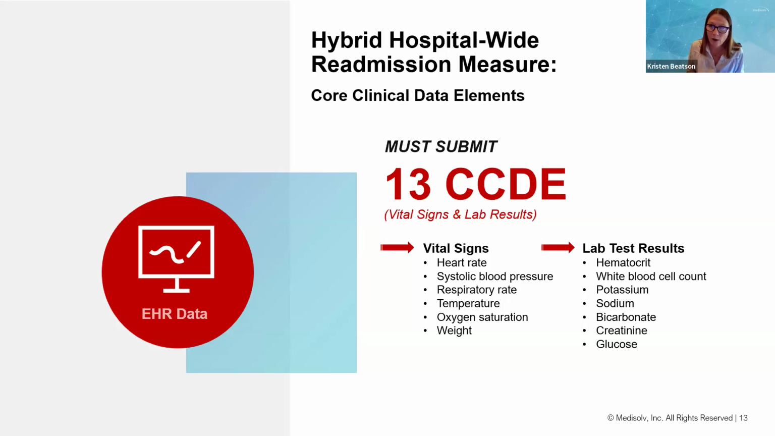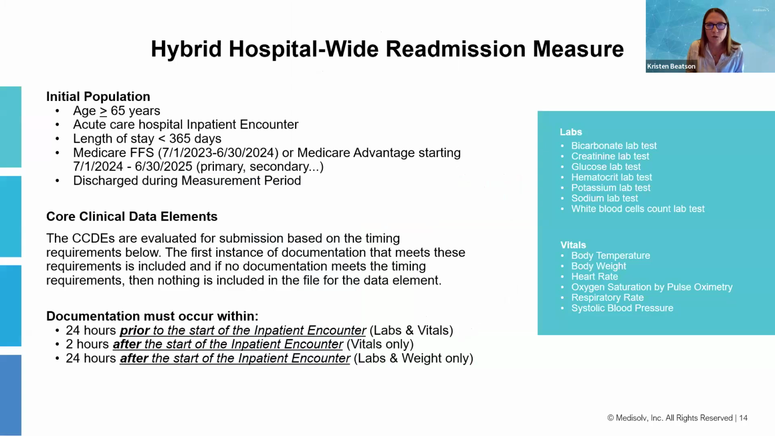The more data elements you have, the more accurate the severity of illness can be evaluated within the CMS calculation process for the hybrid readmission measure. Next slide. So I talked a little bit about the population and that the measure specification just includes an initial population, no numerators, it's just the initial population and then the CCDE and linking variable data collection.